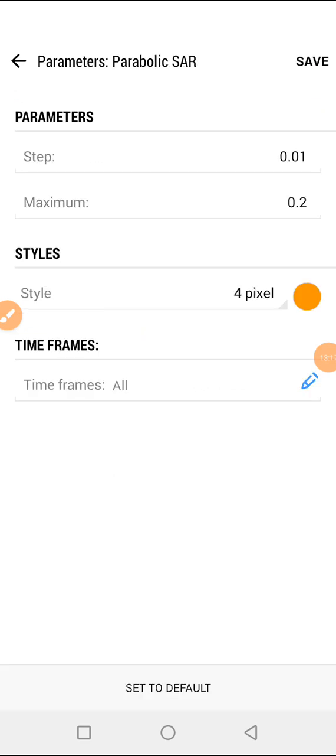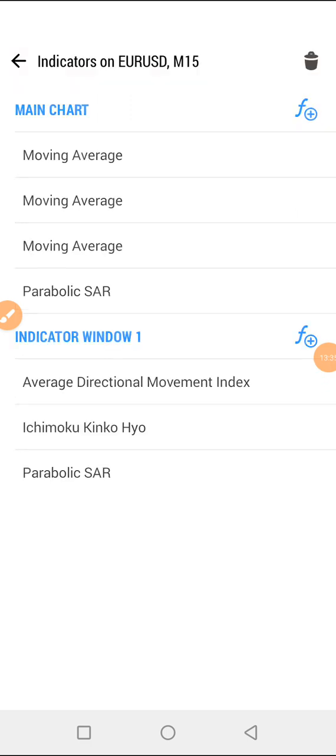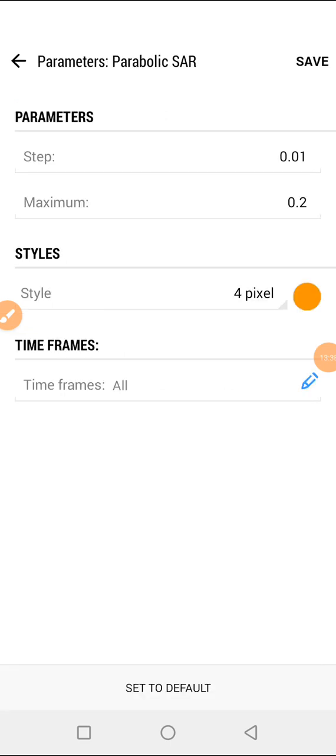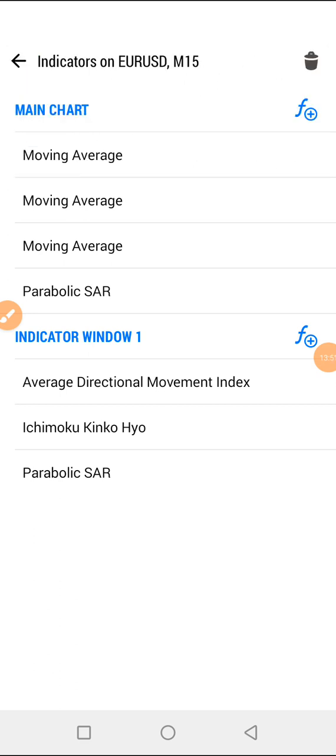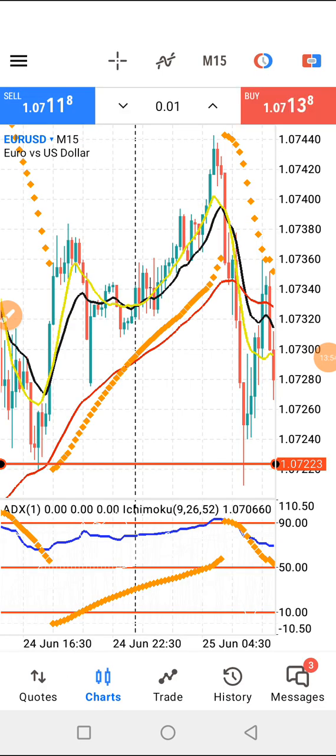The parabolic SAR also shows you when price is approaching an area of support and an area of resistance. You can add this if you need it, but it is not ideal. As long as you understand the one in the main chart, that is what matters most. Is that clear, guys? So when you are through, you click on save. The parabolic SAR is also 0.01 and 0.2 respectively. Then you click on what? Save. Is that clear, guys? So once you do that, your chart will look exactly like the one you see here.